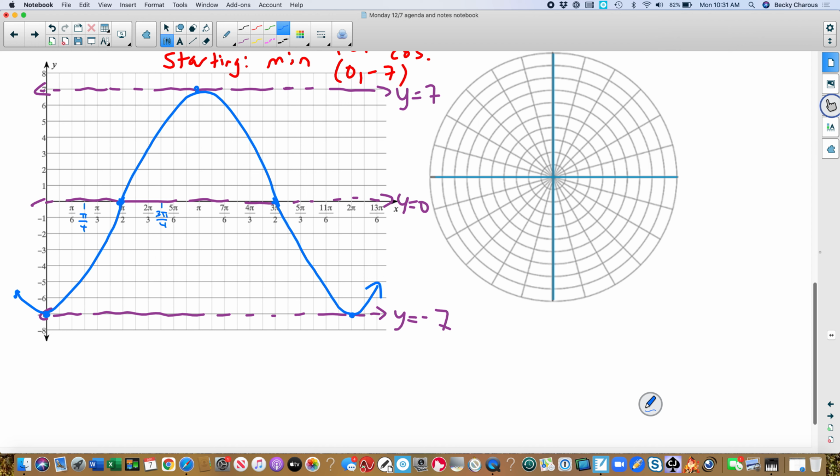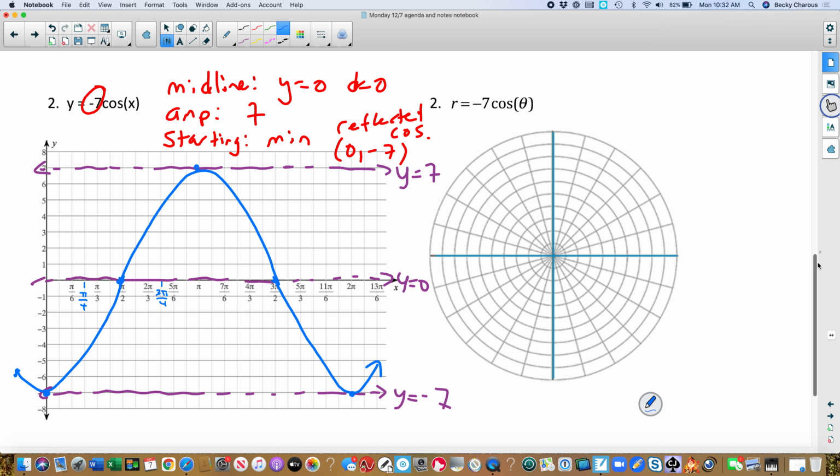Okay, we're going to do the same process. So we're going to take these points from the Cartesian plane, we're going to put them in the polar plane. So I'm going to go ahead, I'm going to go around, I'm going to label all the angles like we did in the graph up above. So you do the same.